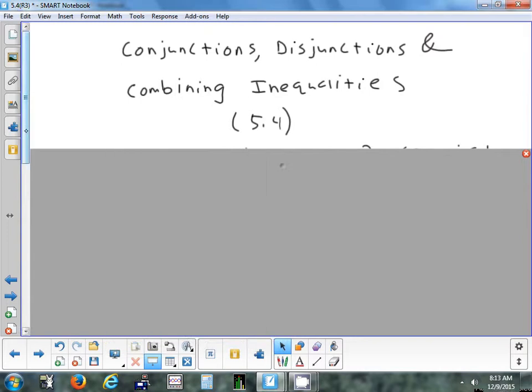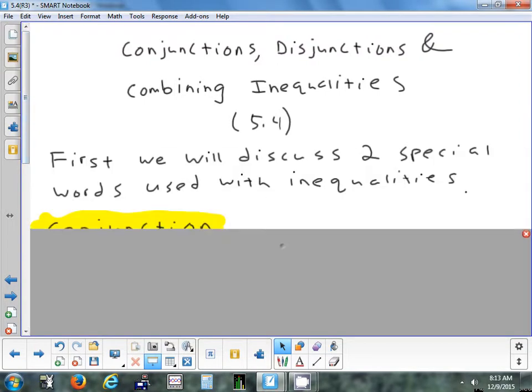All right, so we're going to take a look at section 5.4, which is on conjunctions, disjunctions, and combining inequalities. A lot of the stuff that you guys already have done, that's most of the section. We just have to add a couple things to it, and this is it for the week. So once we get through this section, we're done.